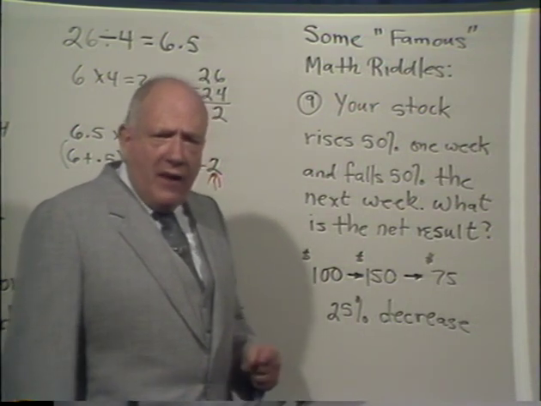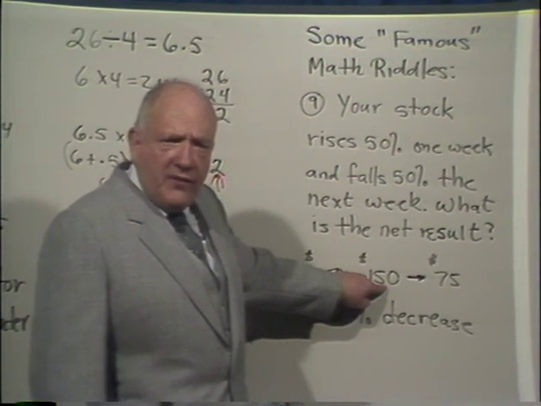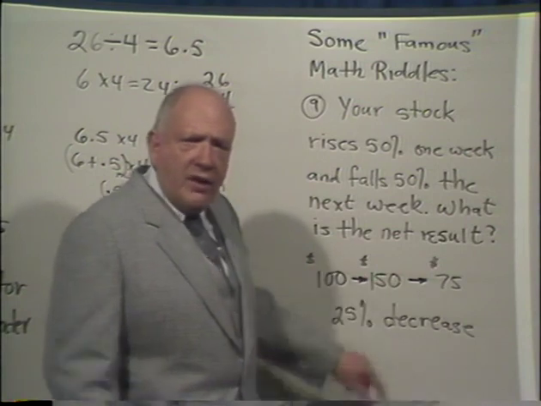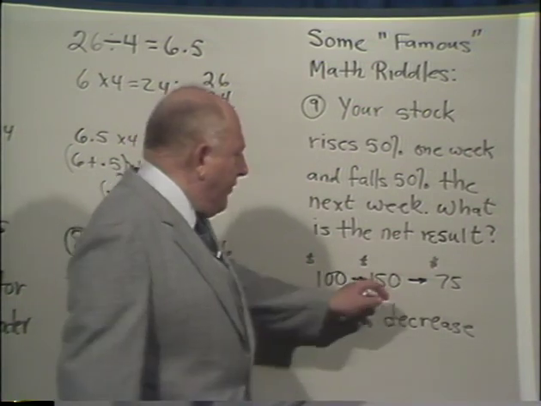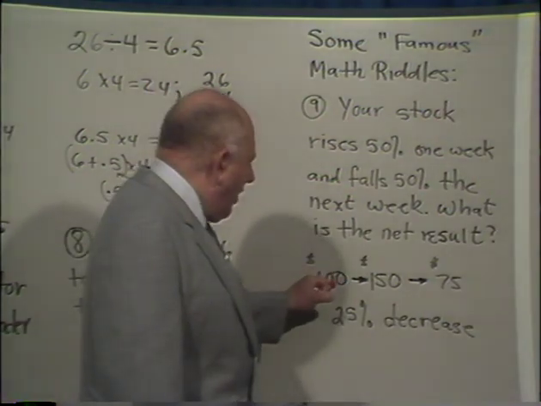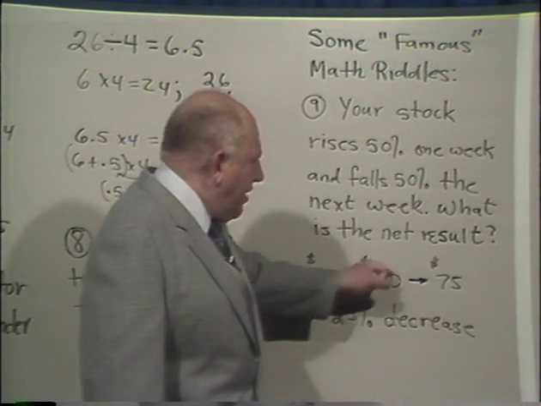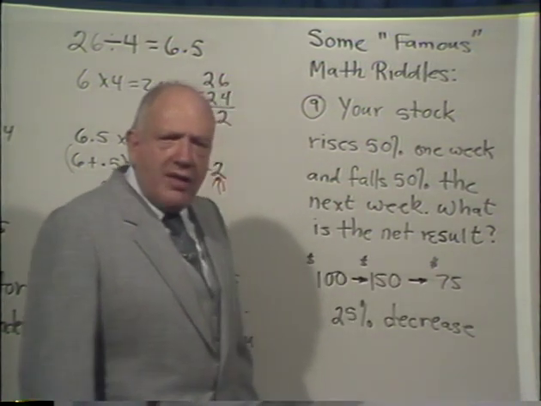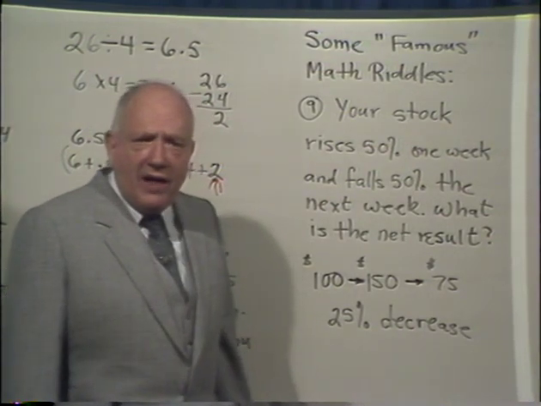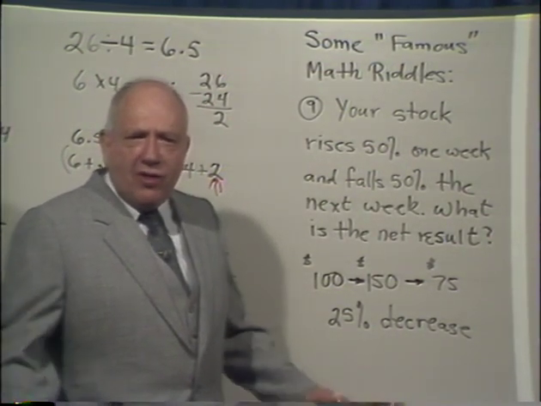Now it decreases by 50%. But what's the part that's decreasing? It's the 150. See, 50% is half. You're losing not half of the 100, but half of the 150. That leaves you with what? $75. So you started with $100. After the 50% increase, you had 150. Then when that decreased by 50%, you had 75 left. So the net result was that you lost $25 out of your 100. It may have sounded like you were breaking even, but you just lost 25%.